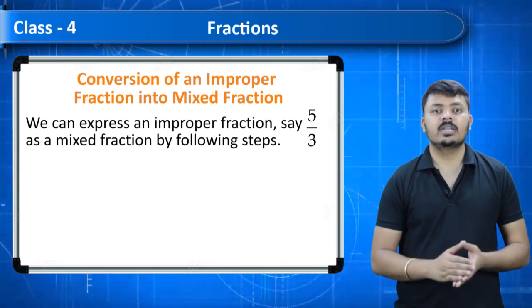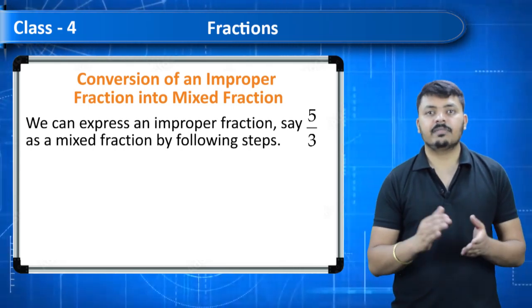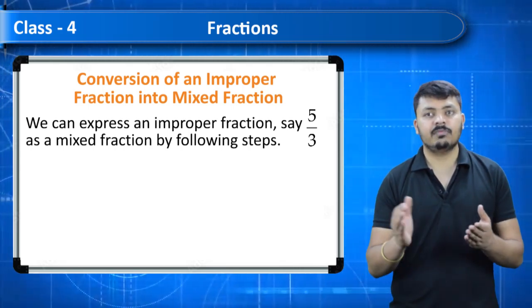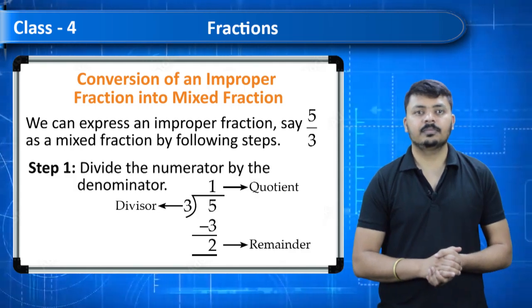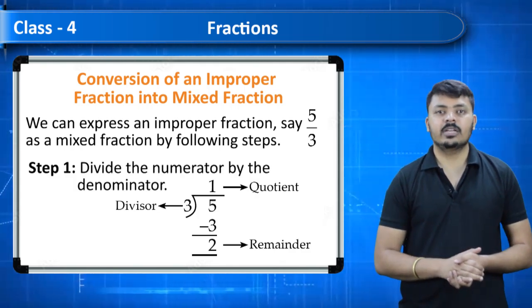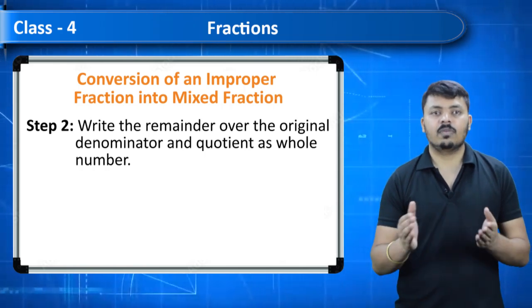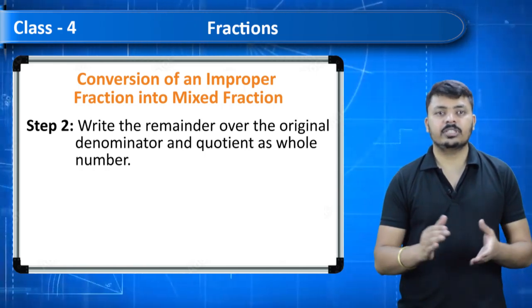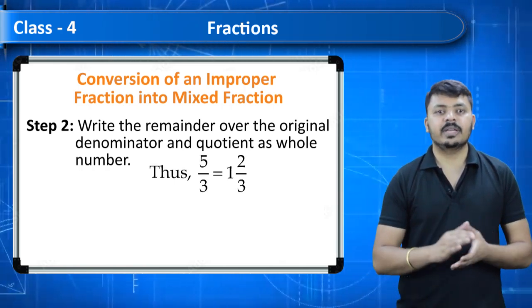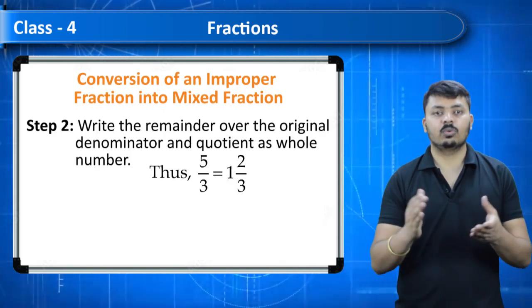We can express an improper fraction, say 5/3, as a mixed fraction by following these steps. Step 1. Divide the numerator by the denominator. Step 2. Write the remainder over the original denominator and the quotient as the whole number. Thus, 5/3 is equal to 1 2/3.